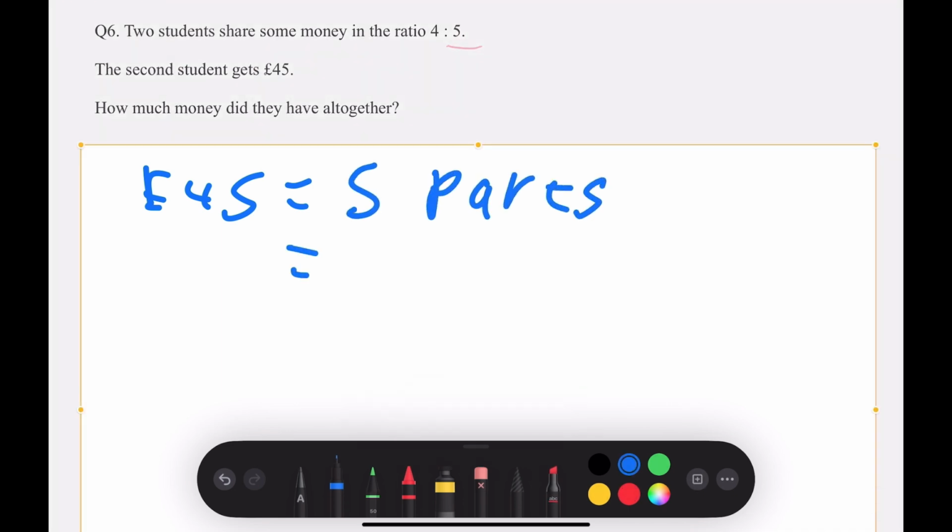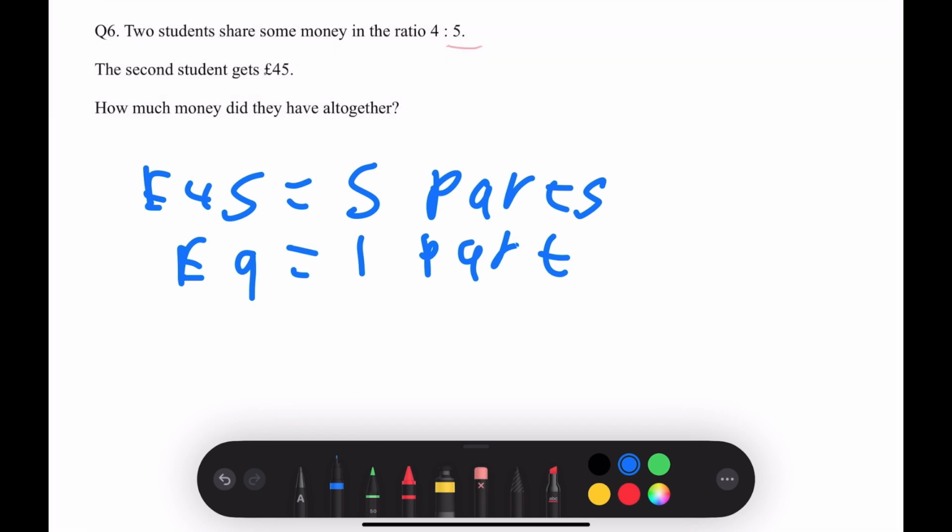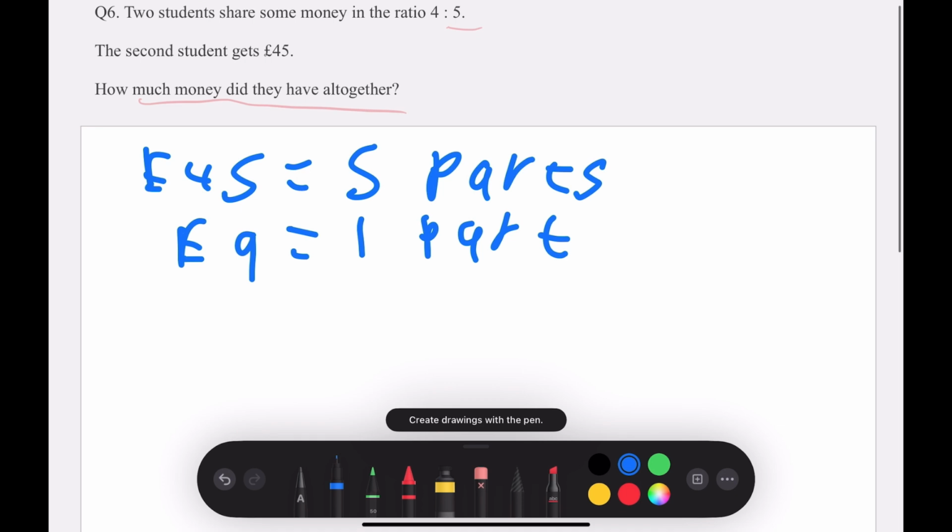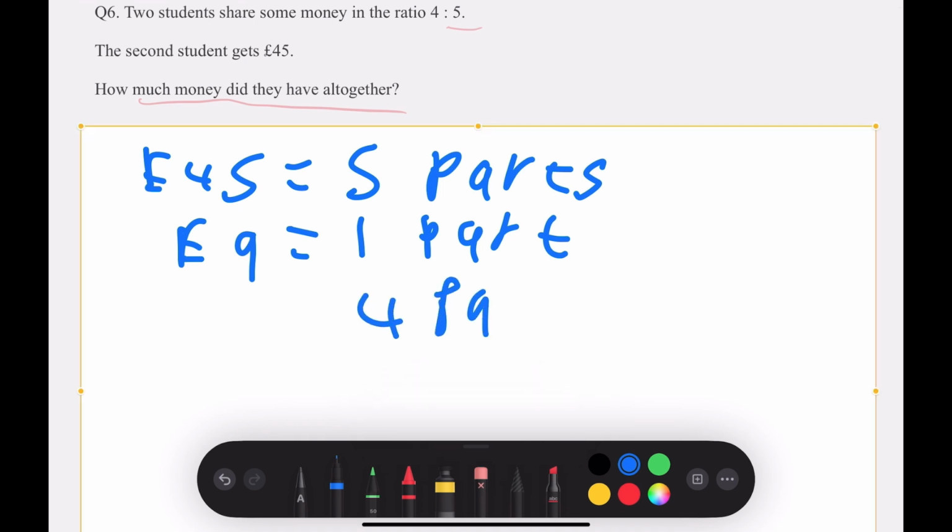So let's work out what 1 part is equal to. So if we divide 45 by 5, then that is 9. So 1 part is equal to £9. But if we look back at the question, we want to know how much money did they have altogether. So let's work out how much student 1 gets. So they had 4 parts. So 4 parts is going to be equal to 9 multiplied by 4, which is 36. So the first student got £36.